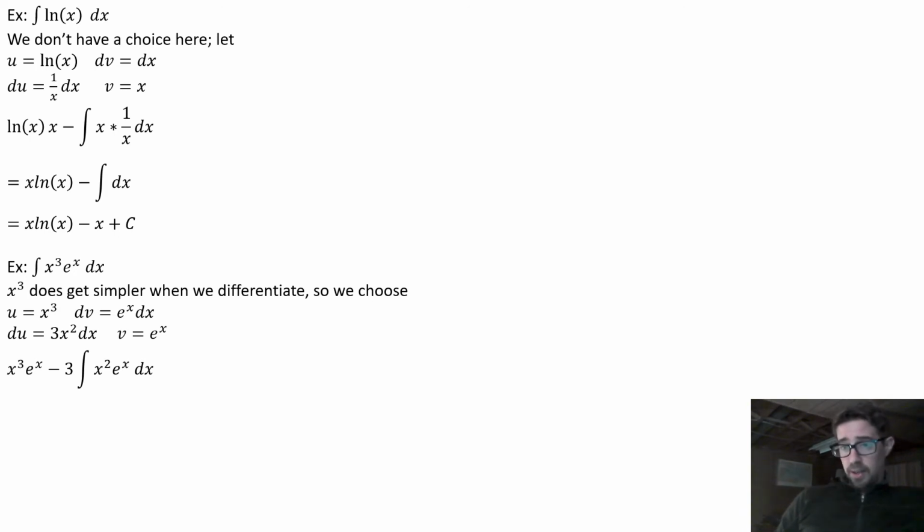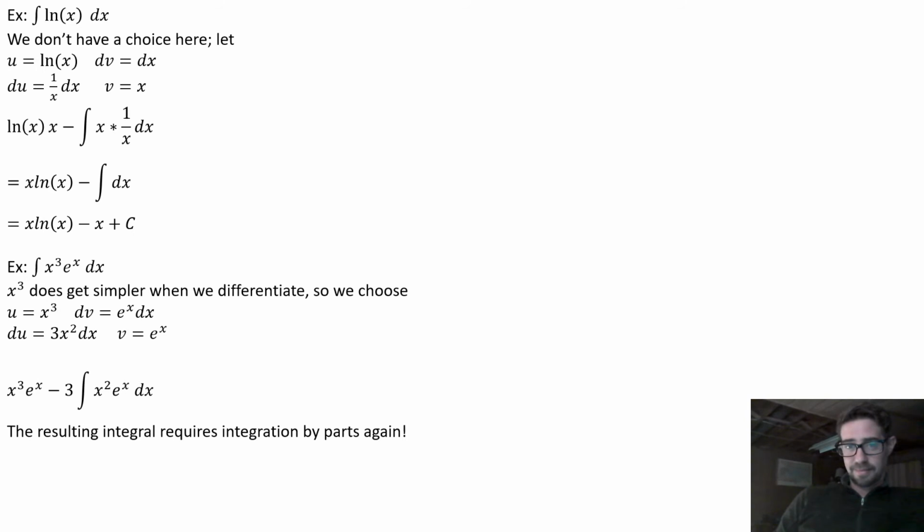Well, that second integral now isn't eminently doable. We can't just do it right away. But just look at it for a second. What technique do we know that we can use to do that second integral? It's integration by parts. There's nothing that says you can't just use it again. So you just got to keep going and do it again.